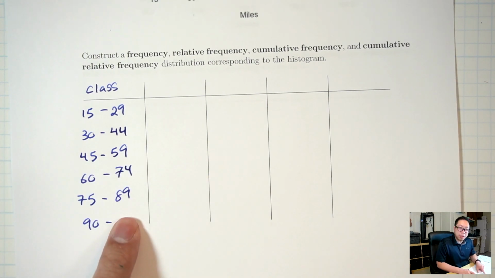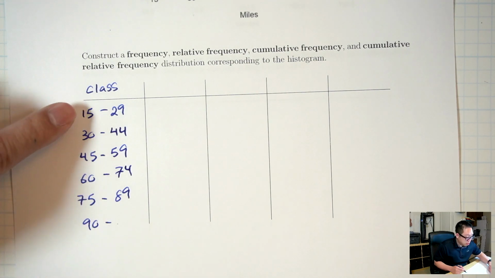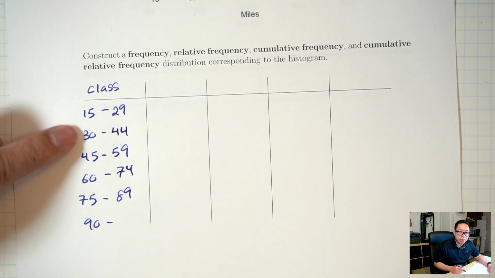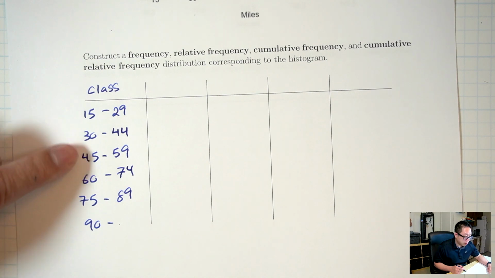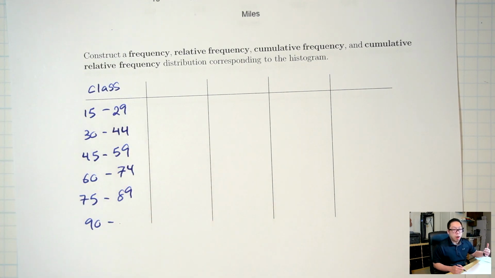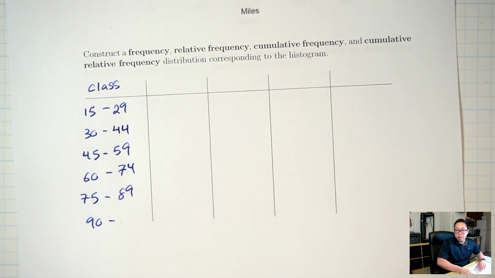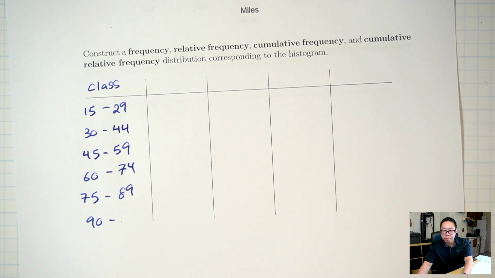So for the last ones, it's always easiest to use the class width. These numbers are going up by how much? 15 to 30, it's going up by how much? 15, right? So 30 minus 15 is 15. From 30 to 45, that's going up by 15. 45 to 60, that's going up by 15. All the numbers in this table should be going up by 15, right? So to get this last one, just add 15 to the 89. So 89 plus 15 is, what is 89 plus 15? $104.